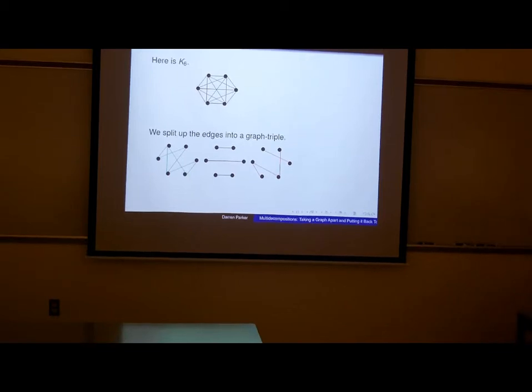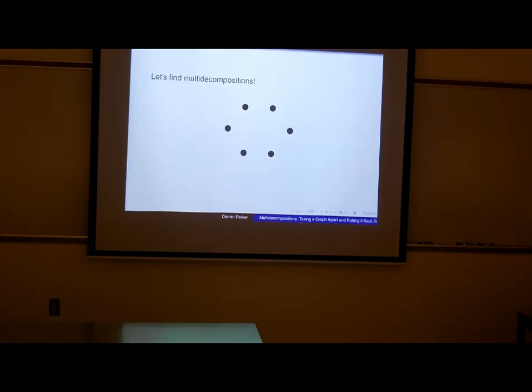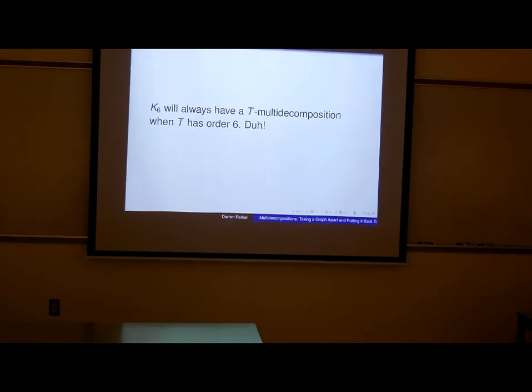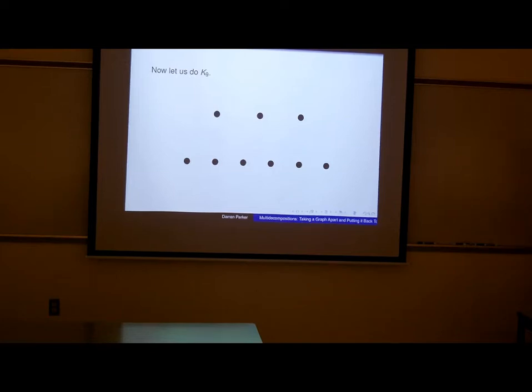And let's see what the proof of finding all the K_Ns for which there's a T multi-decomposition looks like. So let's start with K6. Alright, you already know what's going to happen, right? There's my first one, there's my second one, there's my third one. For crying out loud, these came from K6, so of course there's going to be a multi-decomposition. So I feel kind of silly putting that up. Okay, fine. Alright, so now let's go from K6 to K9. So we're skipping by 3 this time, not by 4.